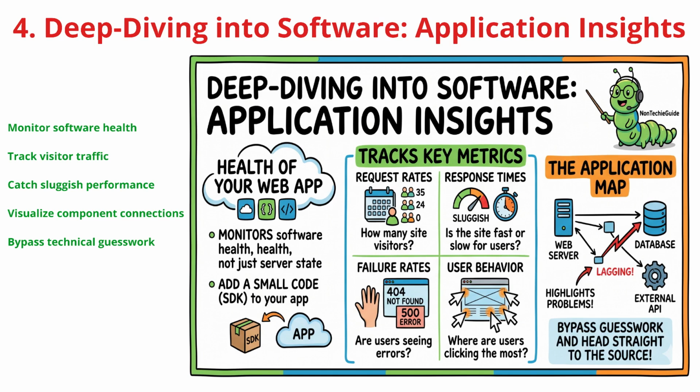The real star, though, is the application map. It automatically maps out how your web servers, databases, and APIs talk to each other. If your site slows down, the map highlights the bottleneck in red, letting you bypass the guesswork and head straight to the source of the problem.